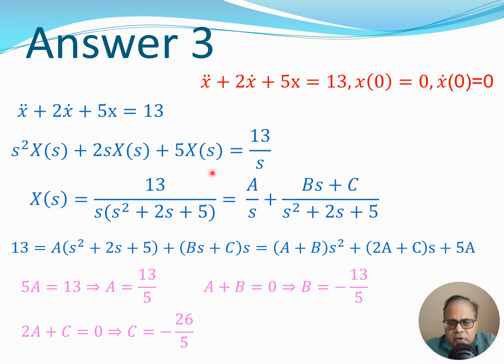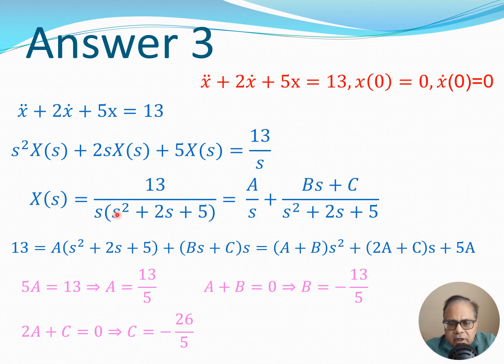So now with this I can solve for X(s), and that's going to be 13 by s into (s squared plus 2s plus 5). You can see here that the differential equation has been reduced to this form, and this is more amenable to solution, if you are able to simplify it further and get the inverse Laplace transform for this problem. So let us try to write it in terms of partial fractions. We can write it as A by s plus (Bs plus C) by (s squared plus 2s plus 5).